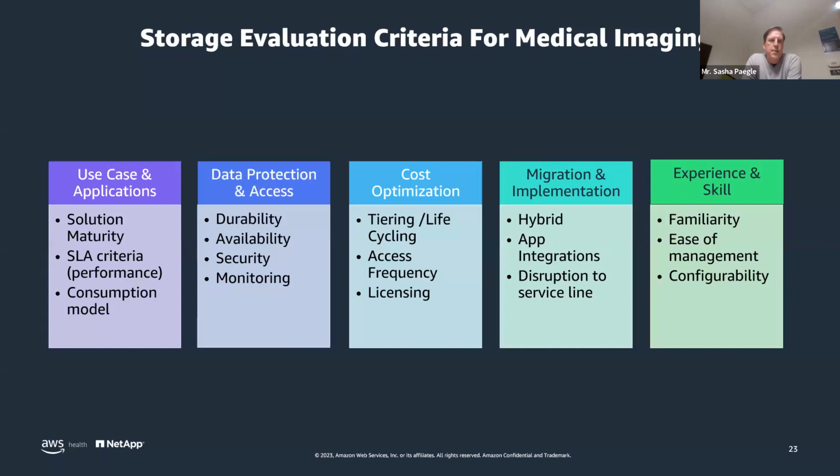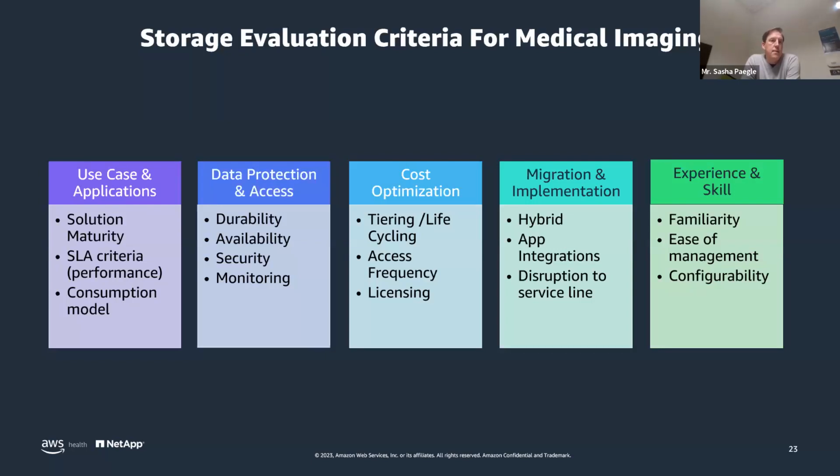So just to sum up, we walked through 3 different use cases. We tried to look at stores through the lens of 5 different criteria. One is, what is the use case? What is the application? You need to think about the maturity of that application. One thing we didn't actually talk about very much, but one area to dive into, is what is the performance of the particular storage service?